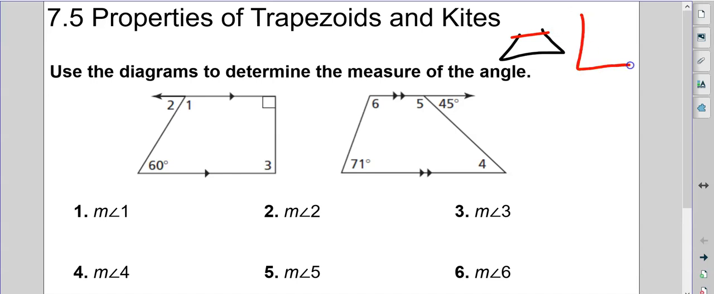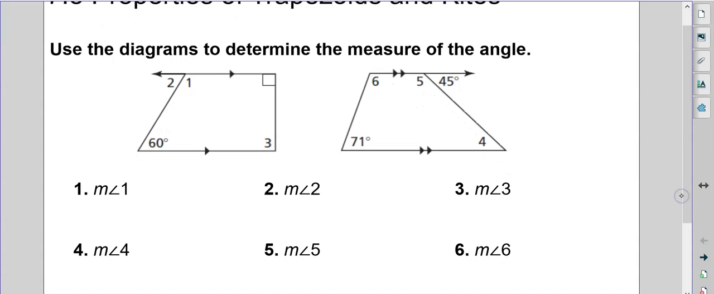You might have a right triangle. Cut the top off right there. And what do you have? You have a right trapezoid. So that's all a trapezoid is. Okay, it comes from triangles. So just so you see that. Now, we're going to find these angle measures.